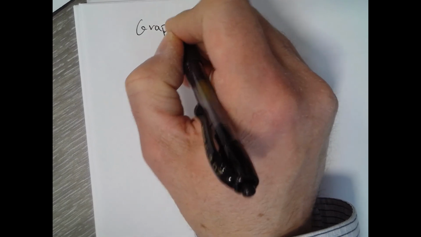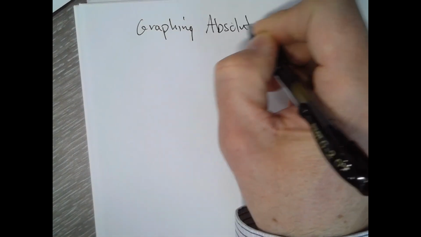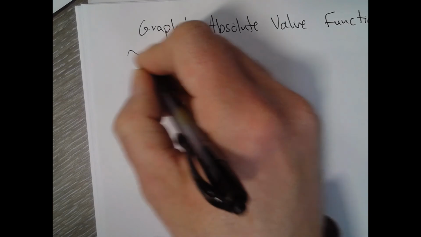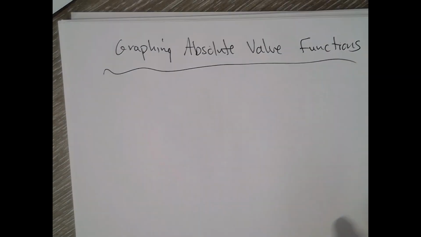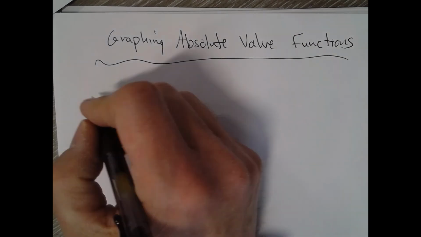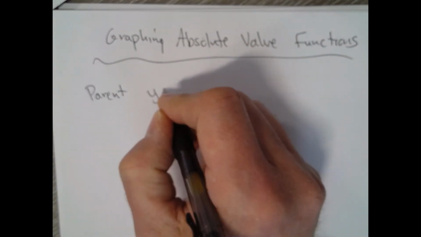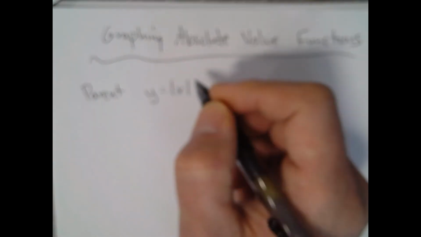So graphing absolute value. When I say functions, we haven't really learned what a function is. You can think of a function as an equation right now. Our parent is y equals absolute value of x. All right, so let's have a look at that.